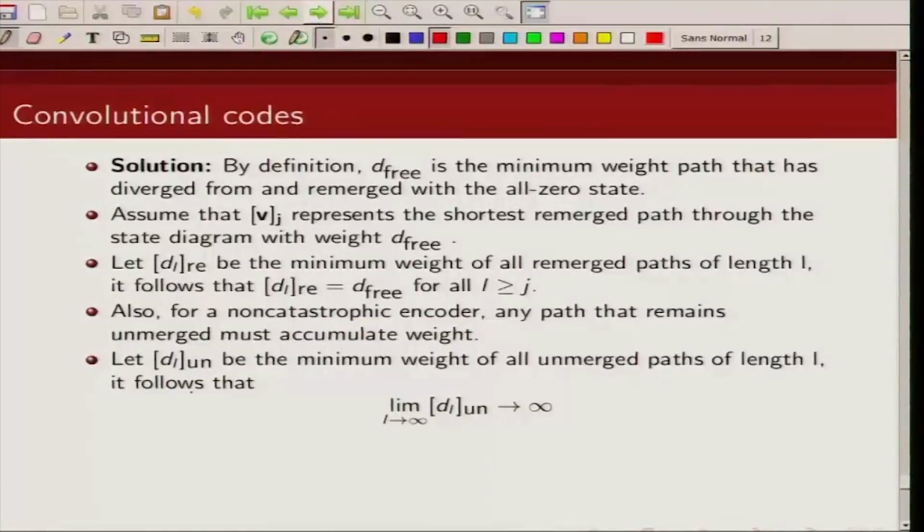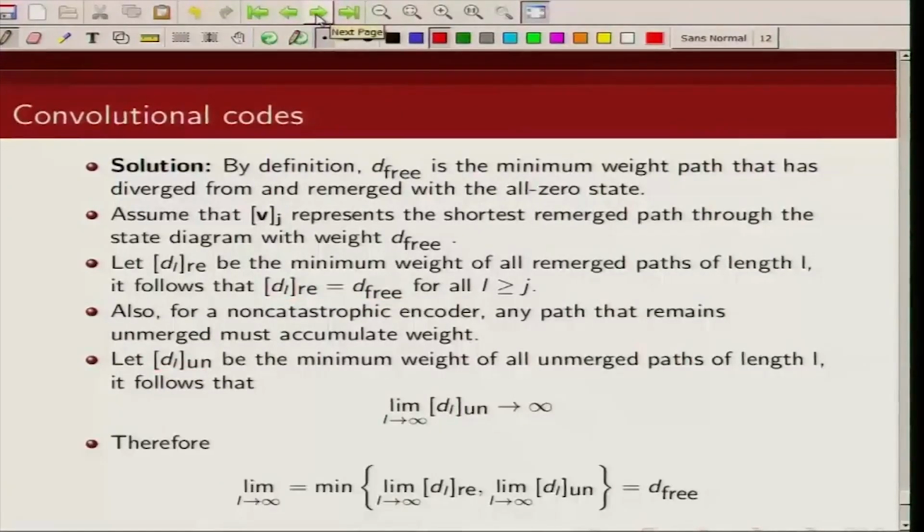So, what is going to happen? If we look at the column distance for an unmerged path, then as L tends to infinity, this distance will also grow to infinity, because it is a non-catastrophic encoder. So, what we have shown is, for L greater than j, for all re-merged paths, this column distance function is d free, and for unmerged paths, this is going to be infinity as L goes to infinity.